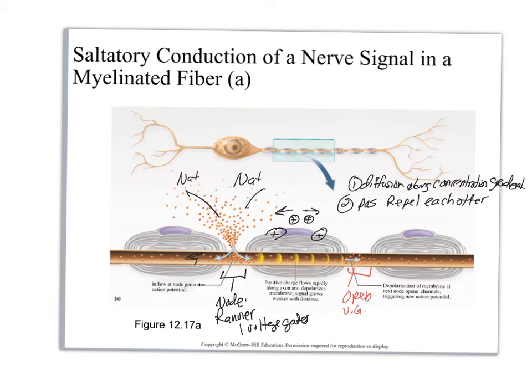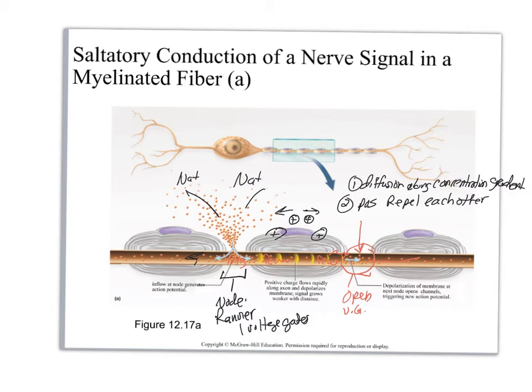If we look here at these sodium ions, you see that you have lots here, fewer here, but it's enough to get the signal here in order to open those voltage gates so that you can get an influx of more sodium, and then it can continue to go down.